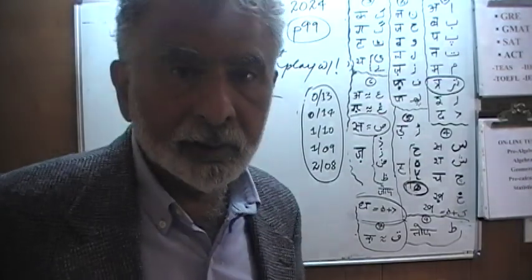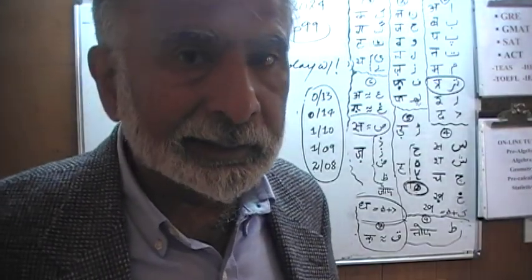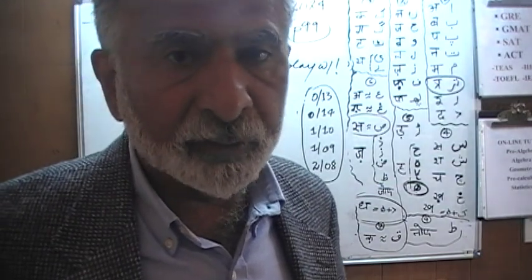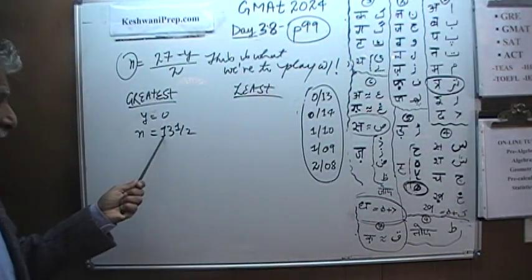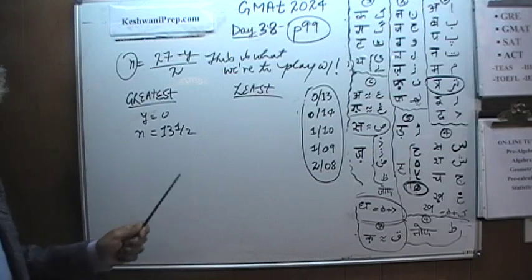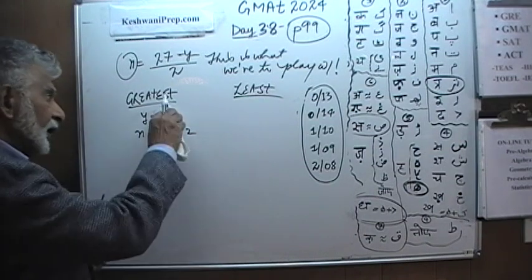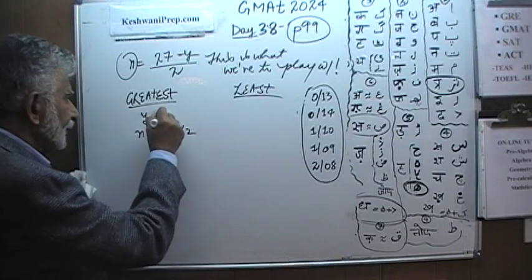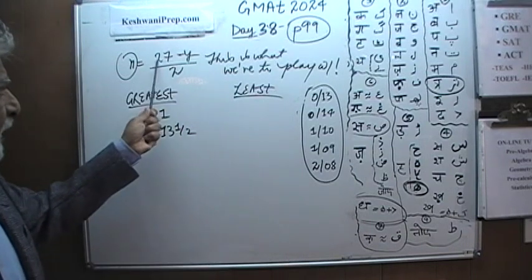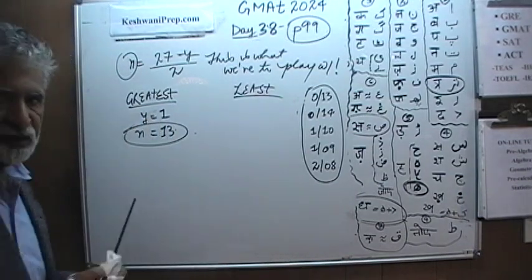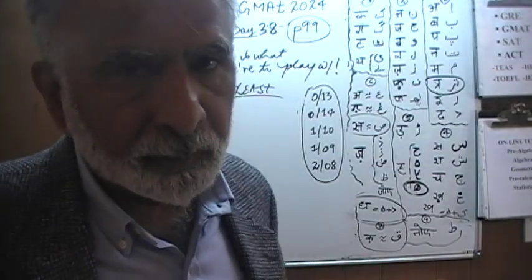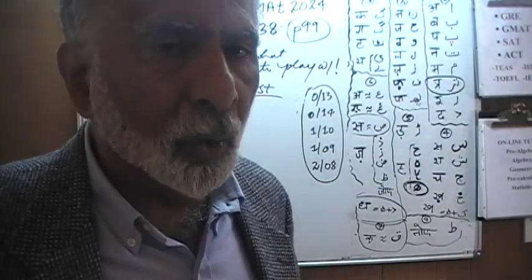But we got a problem here. X, y, and n all need to be integers because they represent people. X represents the number of teachers who taught only one class, y represents the number of teachers who taught 2 classes, and n represents the number of teachers who taught 3 classes. We can't have 13.5 teachers. Therefore, we cannot put y equal to 0. The least value we can put for y is 1. And if we put 1 in here, we get (27 minus 1) divided by 2, we get 13. There we go. That is the maximum number of teachers that we can have who taught 3 courses.